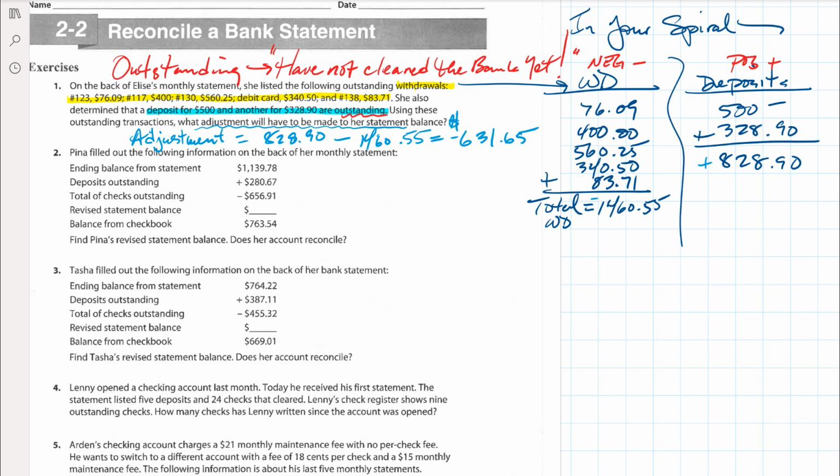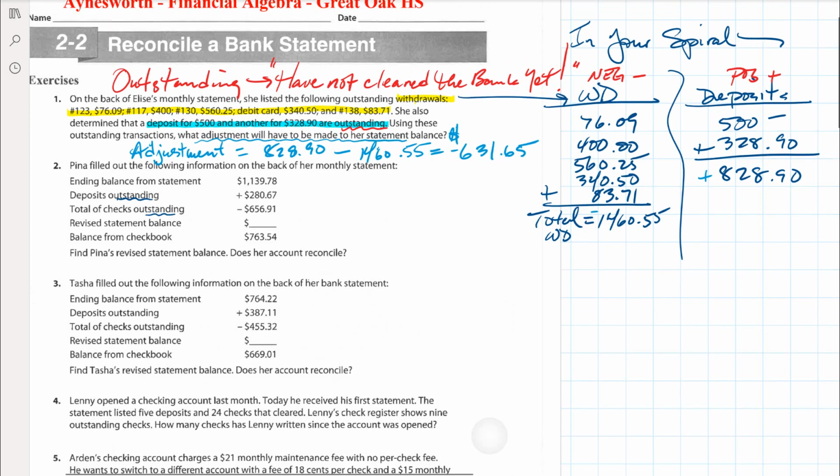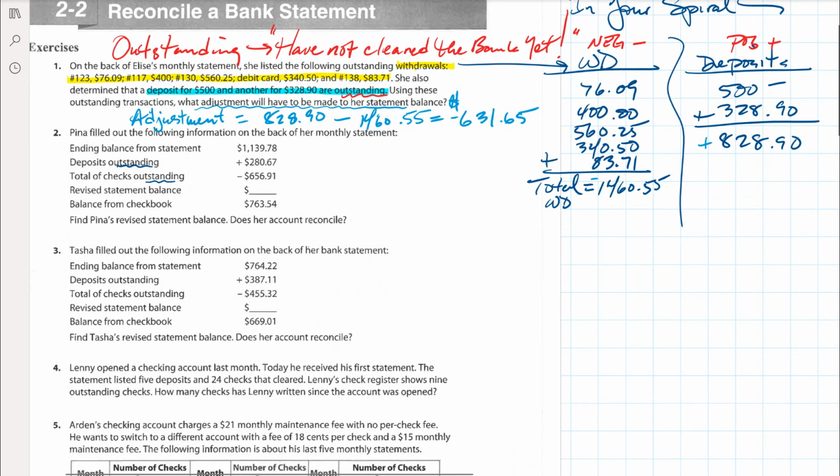Okay, so the ending balance on her statement from the bank, okay, this is from the bank, was $1,130.78. But because we have outstanding deposits and we have outstanding checks, we got to add $280.67 to it and subtract the amount of checks that were outstanding. Let's figure this out. Okay, so here we go.